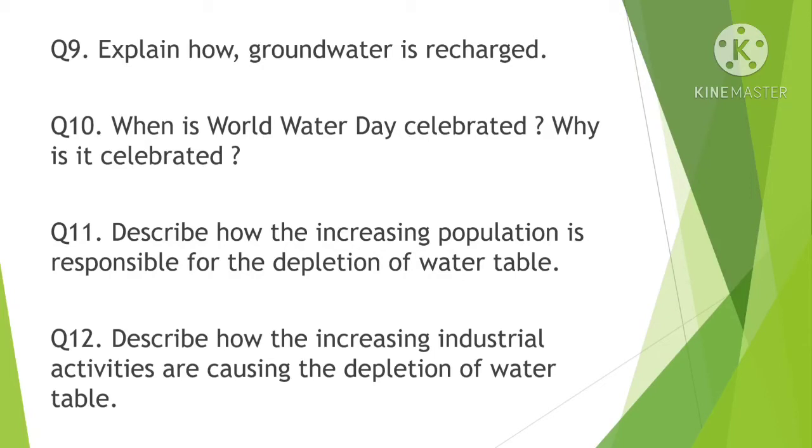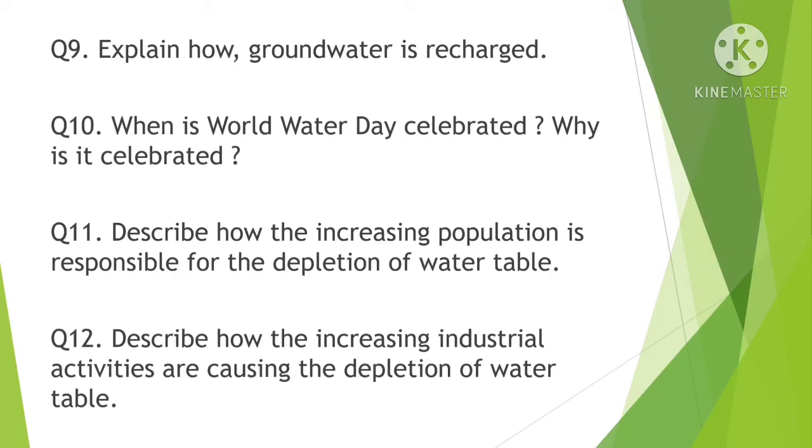So due to the reduction in the unpaved ground, the seepage of rainwater into the ground is also decreasing. Now because of increasing population, we are consuming more and more water, and on the other hand, less rainwater is seeping into the ground. So in this way, it is leading to the depletion of water table.